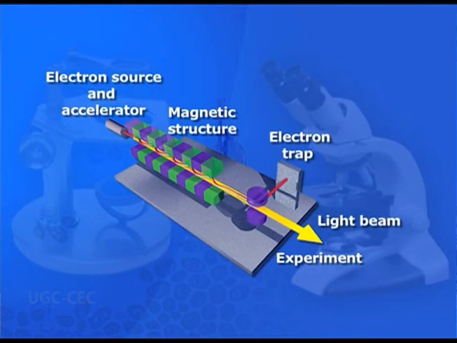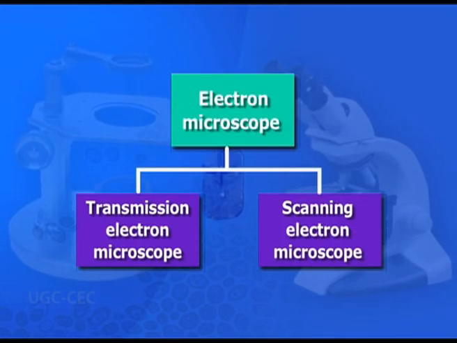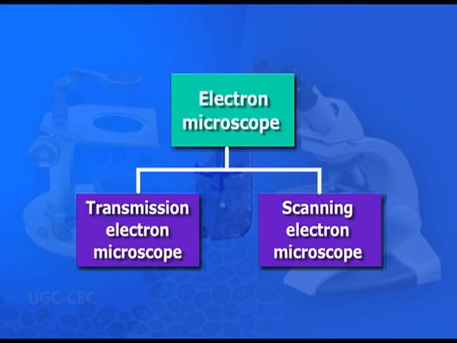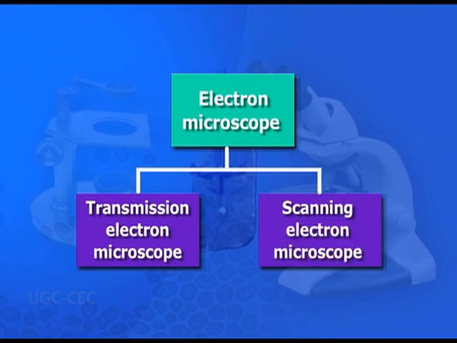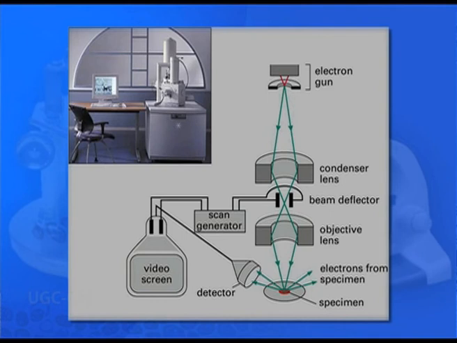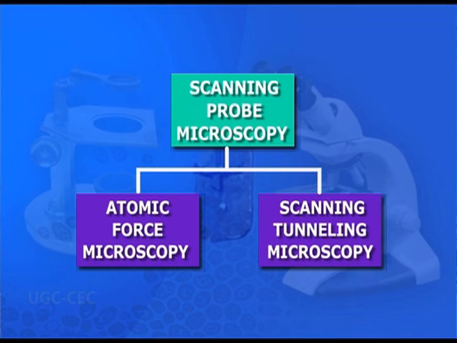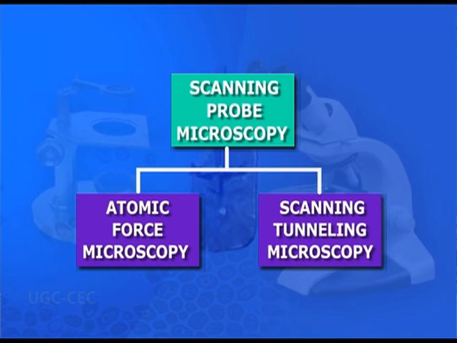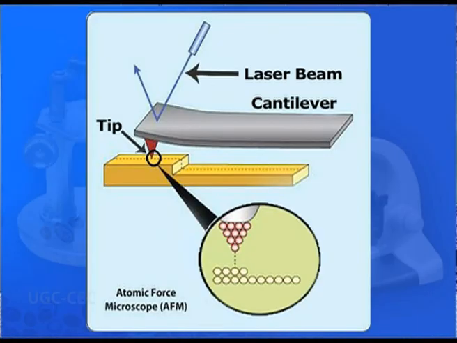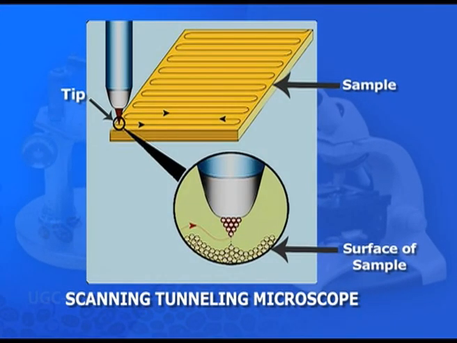After completing optical microscopy, we talked about electron microscopy and its two subtypes, transmission electron microscopy and scanning electron microscopy. Transmission electron microscopy gives internal structural details, while scanning electron microscopy gives topographical features of the specimen. In the last part, we developed an idea about the most advanced form of microscopy, scanning probe microscopy, which uses different types of probes to understand the surface features of the specimen.